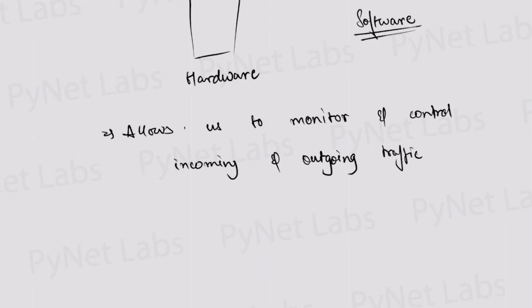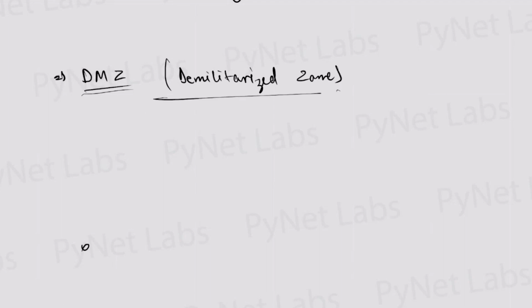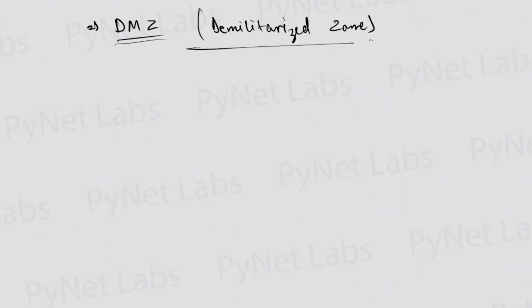Now, along with firewall, there is a term DMZ that we get to hear. Let's also understand that. DMZ stands for Demilitarized Zone. A DMZ is a separate zone, or we can say an isolated network segment, which works between the organization's internal network and the internet. For example, let's say we have a setup like this.